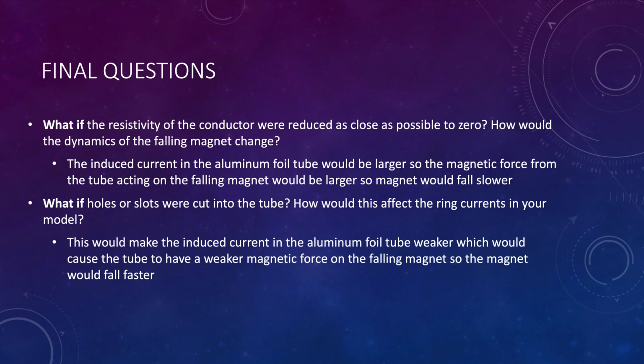So our final questions: if the resistivity of the conductor was reduced to close to 0, then the induced current in the aluminum foil tube would be larger, so the magnetic force from the tube acting on the falling magnet would be larger, so the magnet would fall slower. And then if there were holes or slots cut in the tube, the induced current in the aluminum foil tube would be weaker, so this would have the opposite effect. So the magnetic force acting on the falling magnet would be weaker, so the magnet would fall faster.